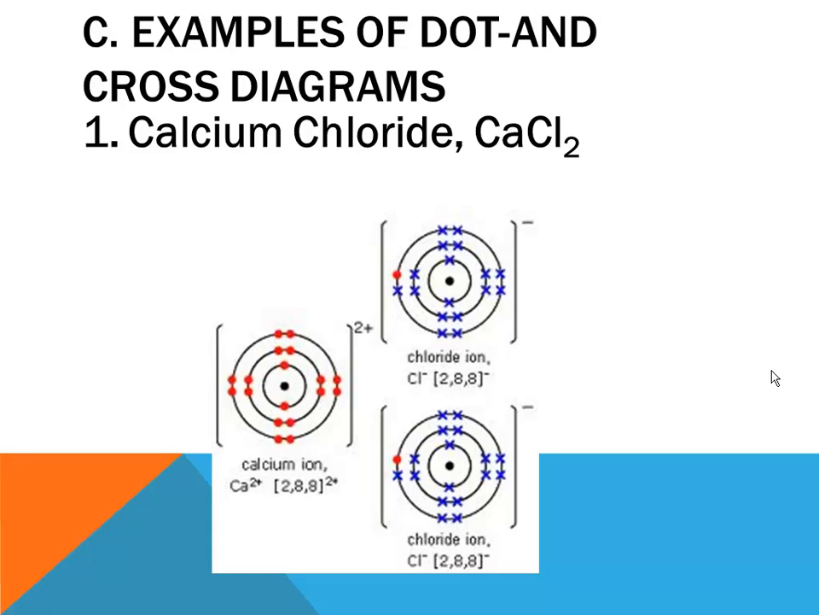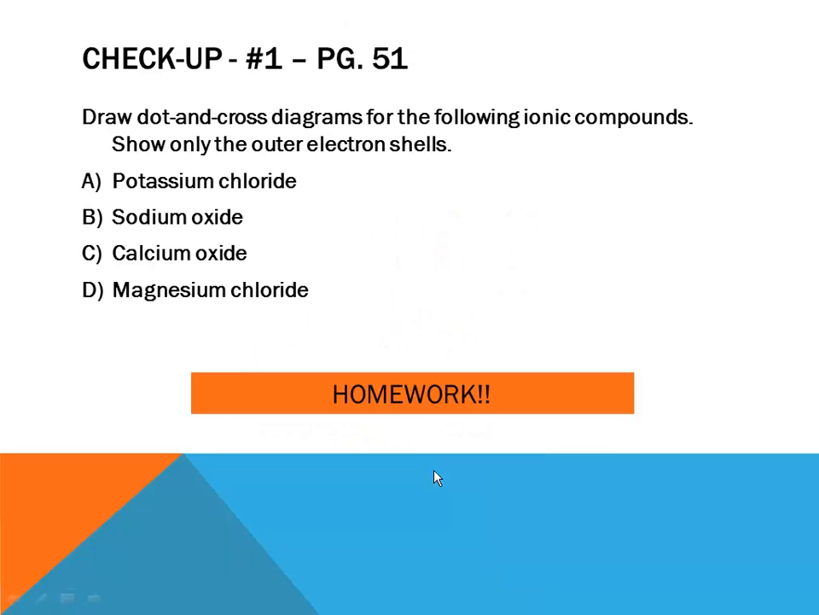Here's the calcium chloride again. You can see calcium loses 2 electrons. You need 2 of them, 1 for each chlorine atom. Here and here.